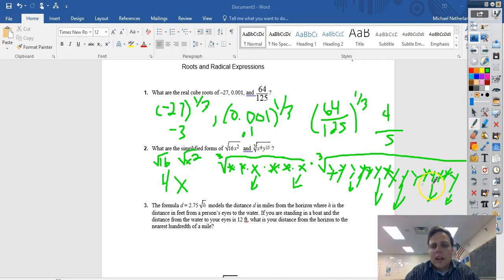You'll notice we had nothing left underneath the radical on either the x's or the y's. So that means I get x times x, which is x squared. And how many y's go free? 1, 2, 3, 4, 5. So that's y times itself 5 times, which is y to the 5th.